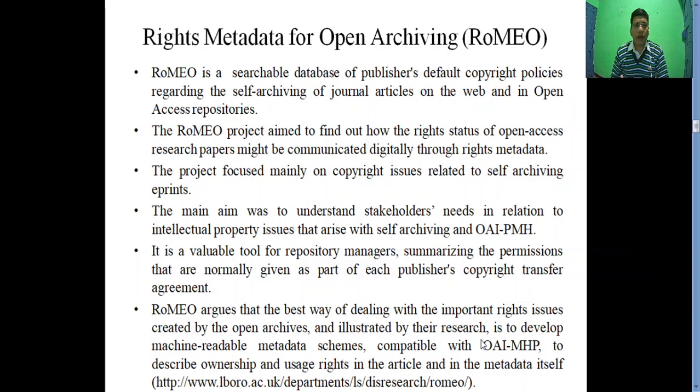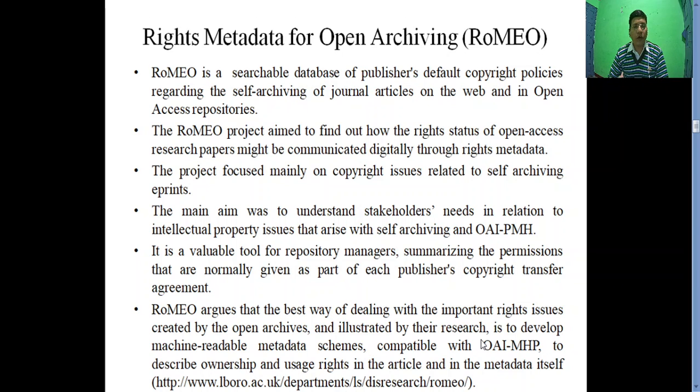So what is RoMEO? Rights Metadata for Open Archiving. RoMEO is a searchable database of publishers' default copyright policies regarding the self-archiving of journal articles on the web and in open access repositories. The RoMEO project aimed to find out how the rights status of open access research papers might be communicated digitally through rights metadata.